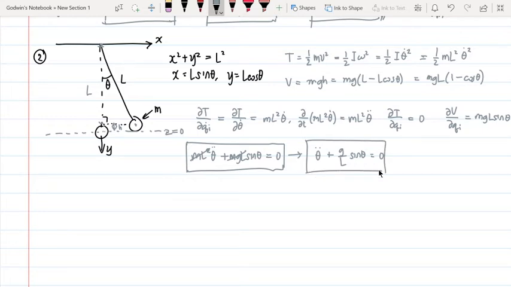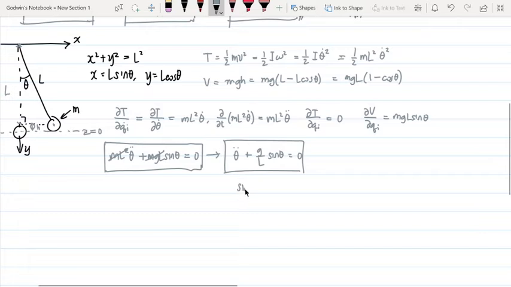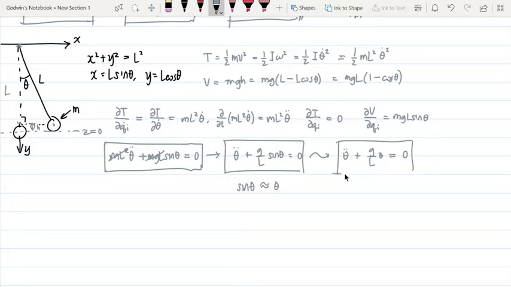And I said, this is for small enough angles such that we can make the infamous assumption that sine of theta is roughly just theta. So this is going to be theta double dot plus g over L theta equals 0. So this is now a linear, ordinary, second order differential equation. That's a lot of adjectives.